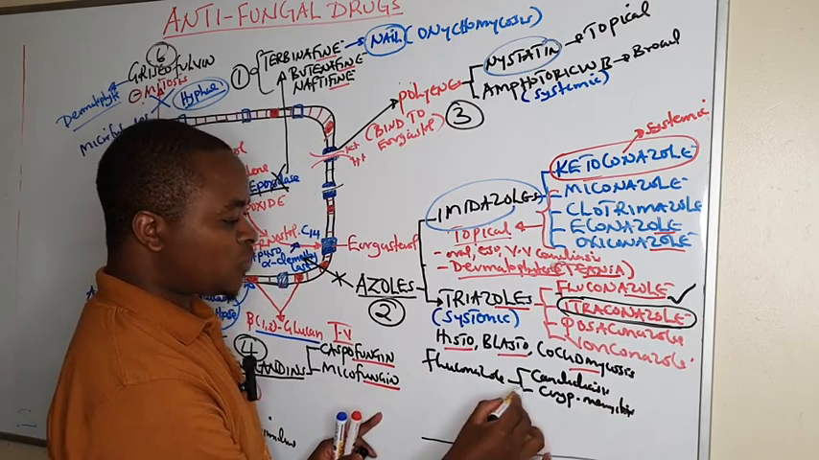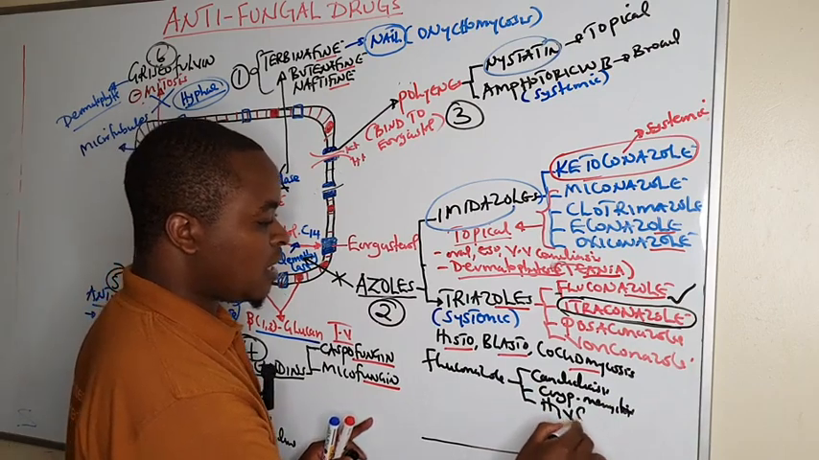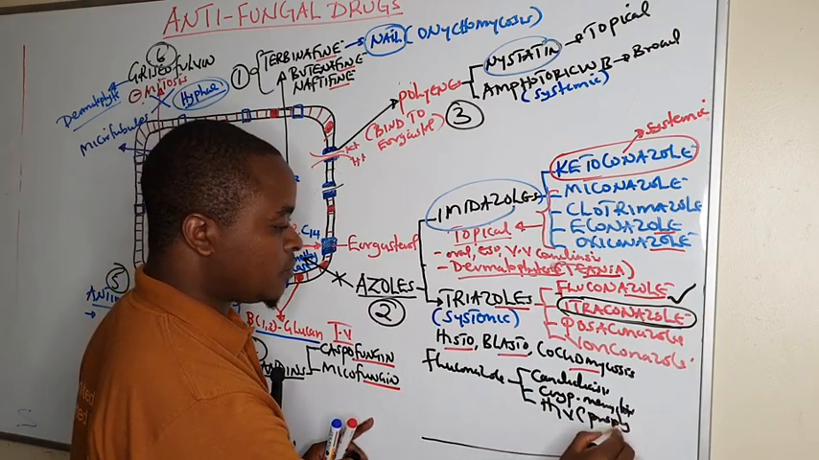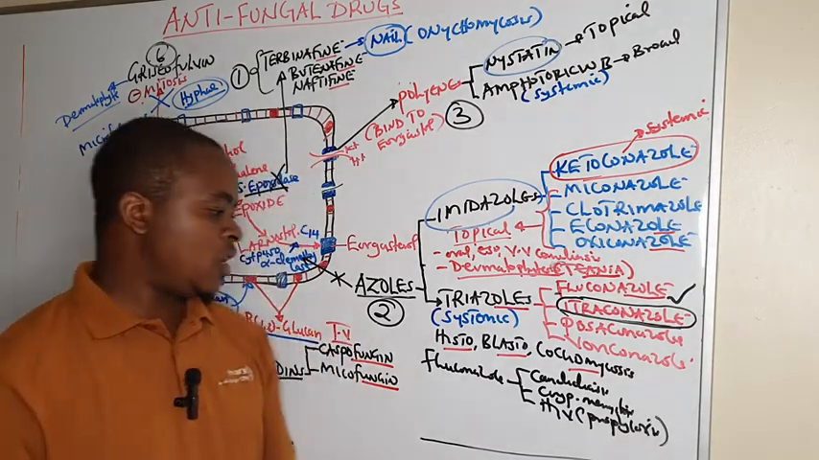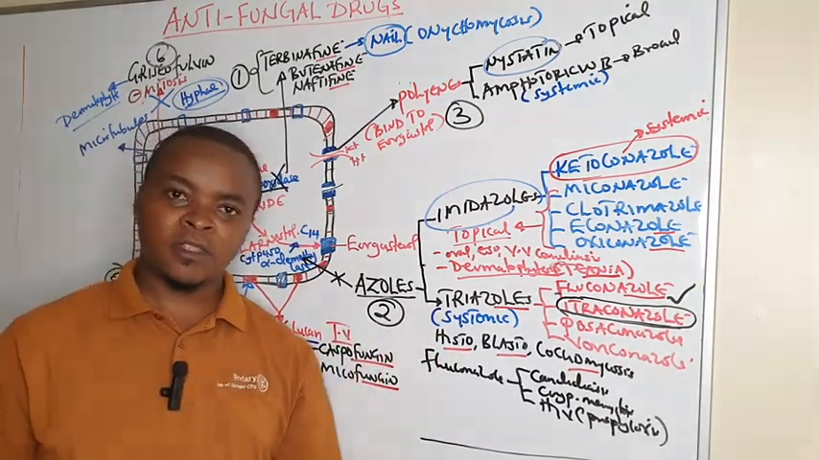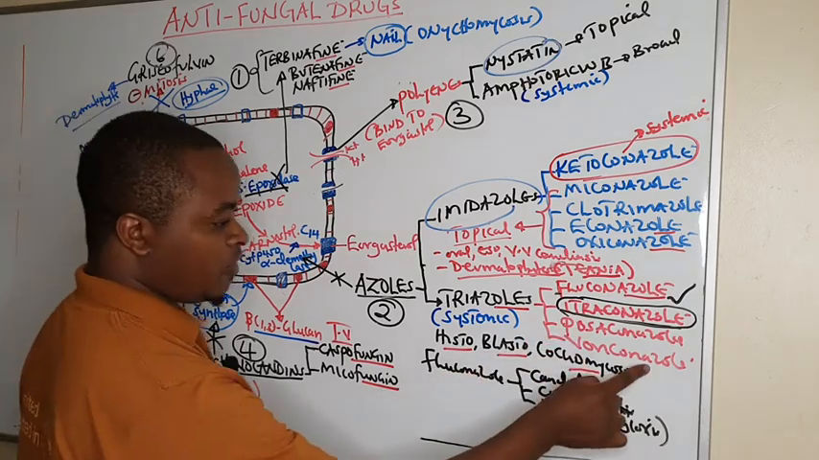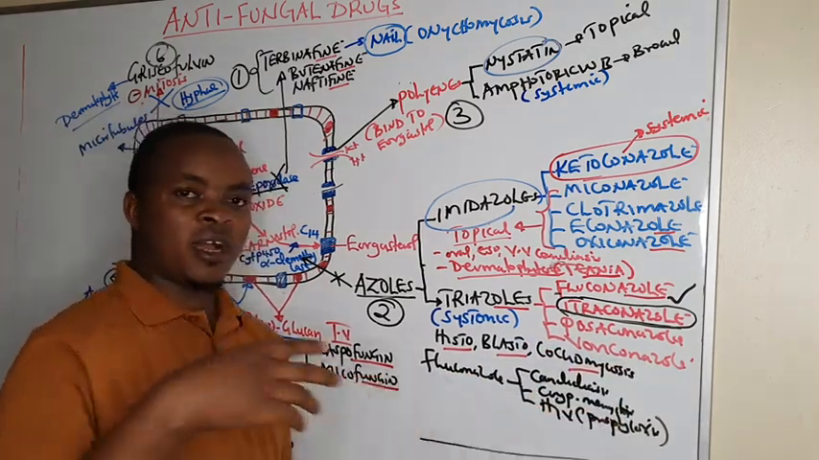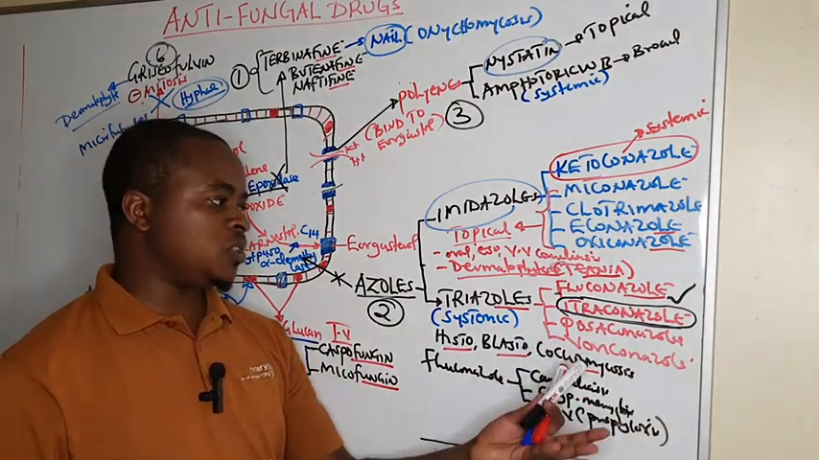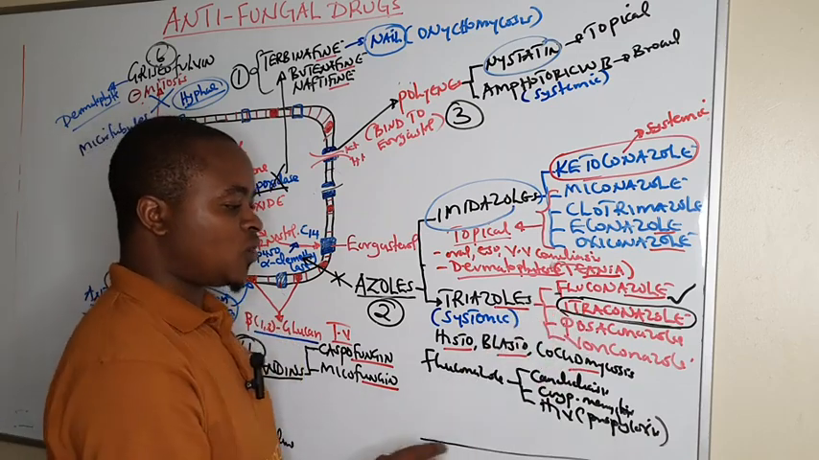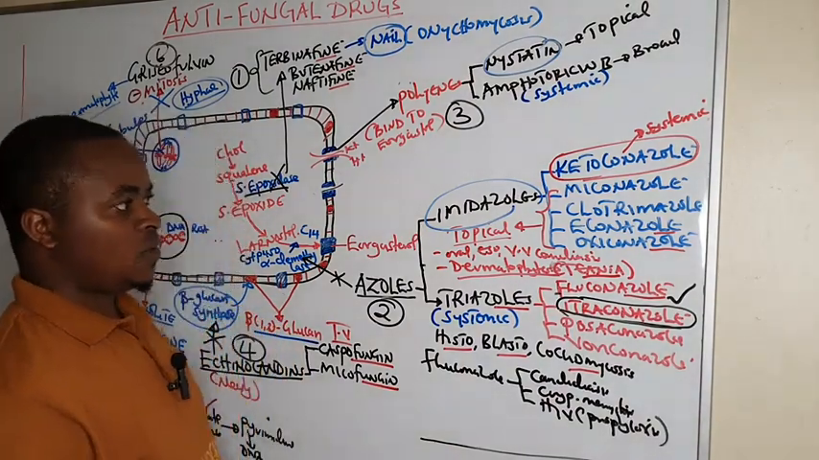And fluconazole is used in immunocompromised patients like HIV patients as prophylaxis. So if you have an HIV patient who is at risk of developing fungal infections, you can give fluconazole as a prophylaxis. That is what we can talk about. For posaconazole and voriconazole, they have the widest spectrum of activity, and they are used when the fluconazole and itraconazole have failed. That's when you can use posaconazole and voriconazole.